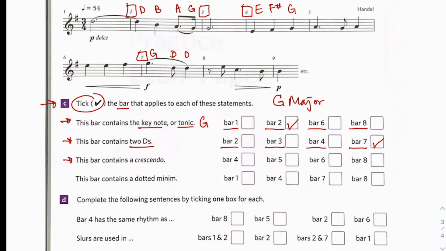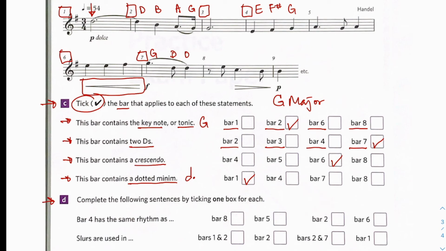Next, this bar contains a crescendo. If we look at the music, we will notice that the crescendo is here, and there's only one crescendo, and it's in bar 6. Next, this bar contains a dotted minim. So this is a minim with a dot, so a dotted minim. And there's one dotted minim which is here in bar 1, so this is the answer.